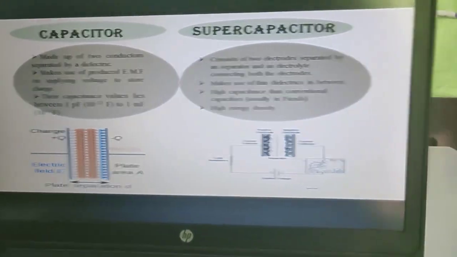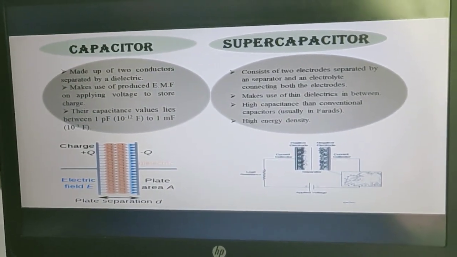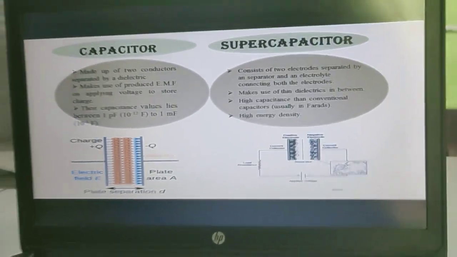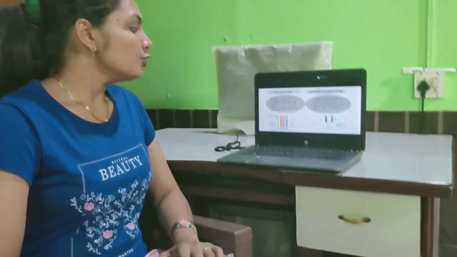First we will discuss the difference between a capacitor and a supercapacitor. Basically, a capacitor is made up of two conductors separated by a dielectric, and makes use of the EMF produced on applying voltage to store charge. Their capacitance value lies between 1 picofarad and 1 millifarad.